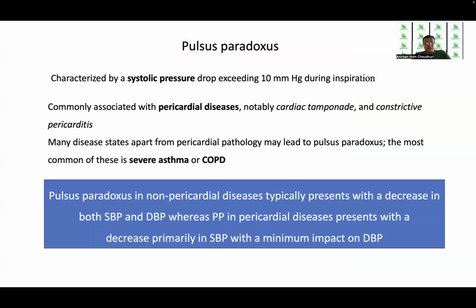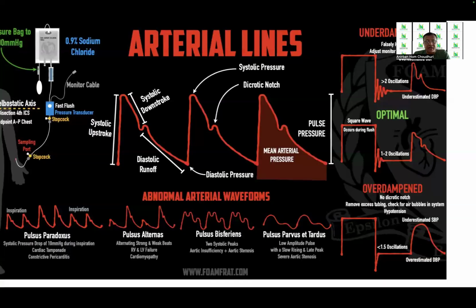Now, pulsus paradoxus in non-pericardial disease typically presents with a decrease in both systolic and diastolic blood pressure, whereas pulsus paradoxus in pericardial disease presents with a decrease primarily in the systolic blood pressure with a minimum impact on the diastolic blood pressure. Now, this is one way of distinguishing whether the cause of pulsus paradoxus is pericardial or non-pericardial.